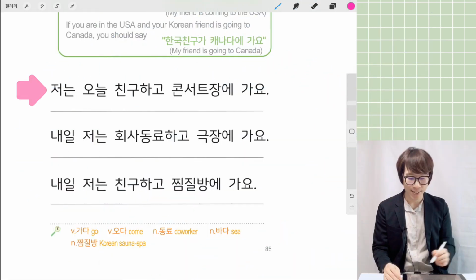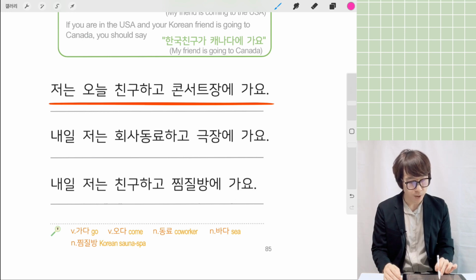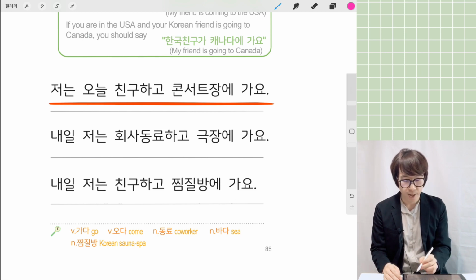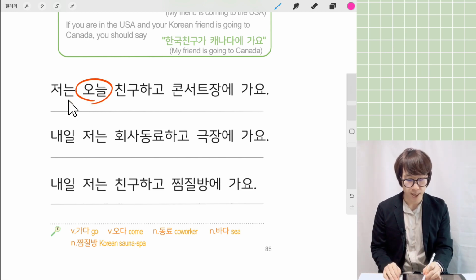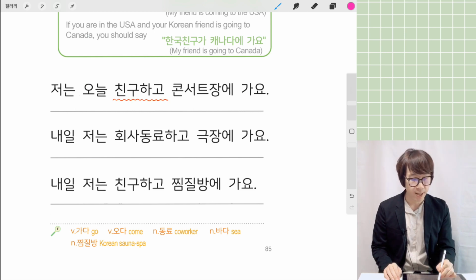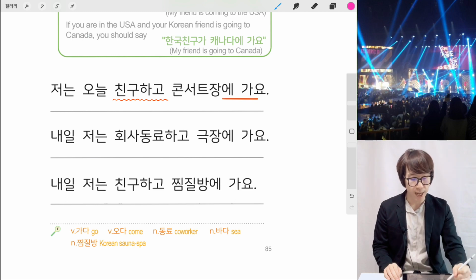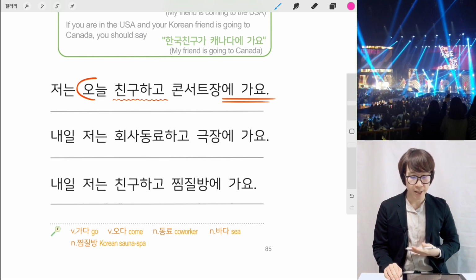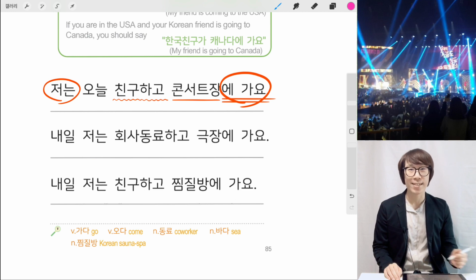Let's practice. Can you see here? First sentence. 저는 오늘 친구하고 콘서트장에 가요. So, 저는, 은/는 always indicates the subject. So, 저는 오늘, today, 친구하고, with friend, 콘서트장에 가요. So 가다 always uses noun 에 and then 가요. So the translation is: today I go to a concert hall with my friend.